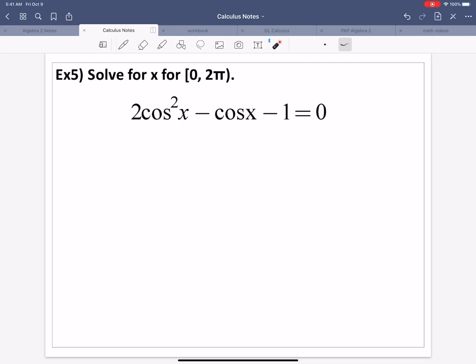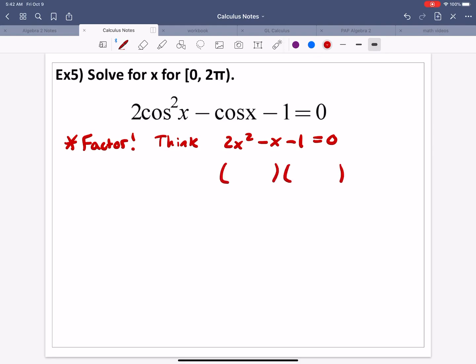So last example together, same directions, different kind of problem. When you see something formatted like this, it's a trinomial, where the first term is squared, the second term is linear, and the third term is a constant. If you've been doing math long enough, you know that this is going to be a factoring problem. We're going to factor. And maybe to think about it a little bit better, think about this equation as 2x squared minus x minus 1 equals 0. If I gave you 2x squared minus x minus 1 equals 0, you could probably factor that pretty quickly.